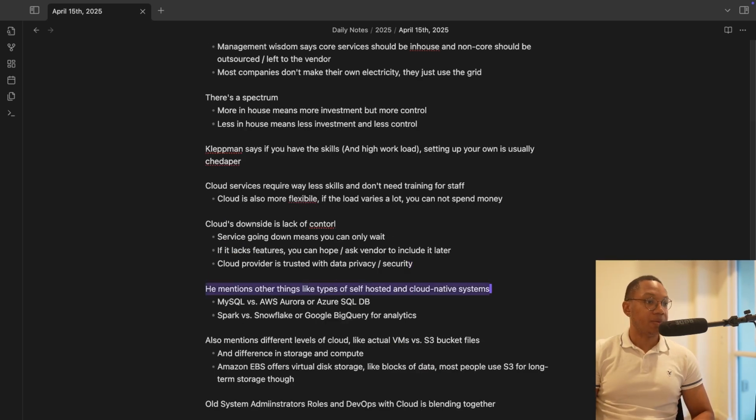Other things here too, right? We've got different types of options. So we can do MySQL, we can use AWS Aurora, we can use Azure SQL DB, we could use Spark, we could use Snowflake, we could use BigQuery for the analytics. These are things that probably would impress an interviewer, and also just help your knowledge too. I know Jordan Has No Life is doing essentially a series where he's going through every single technology, just going deep into them. So that's pretty cool. But you get a lot of options here.